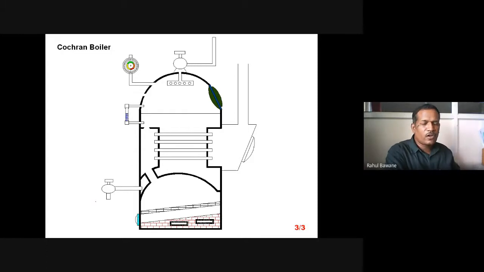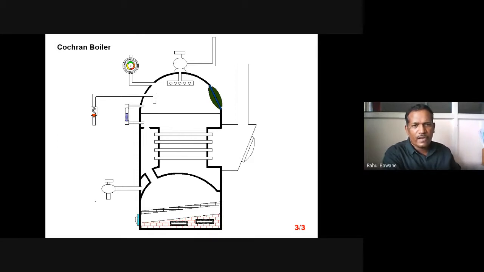So the blow off cock is there. The blow off cock is used to remove all the impurities and mud. Periodically we have to open the blow off cock, and whatever impurities have settled at the bottom of your boiler water section, all the water along with the mud is removed out. That is the blow off cock.